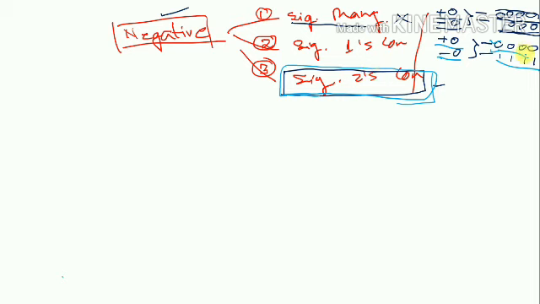Minus 0, so 1 1 1 0, this will be 0, this will be 0. Okay, so now what will happen?